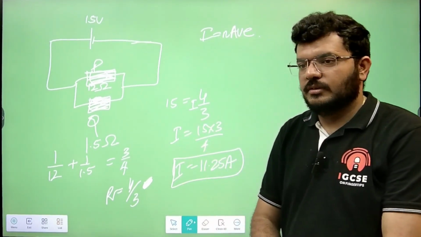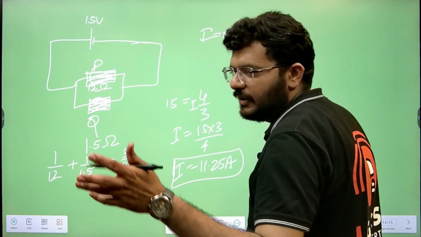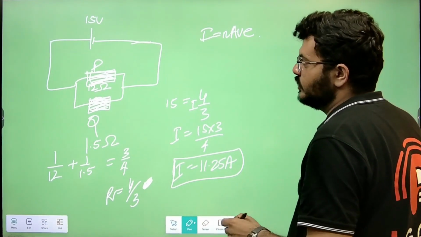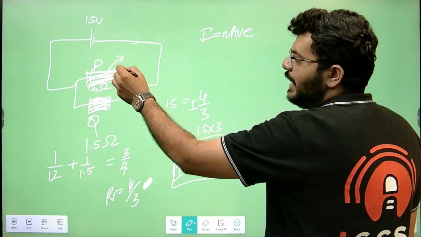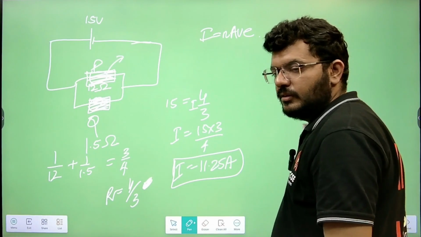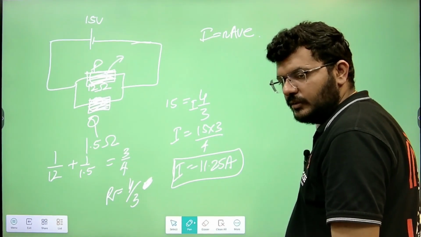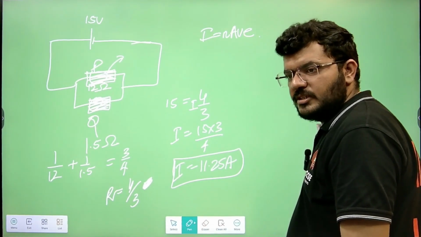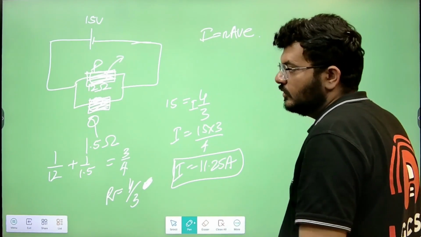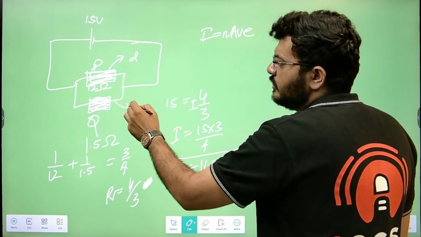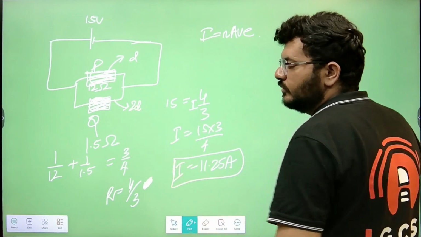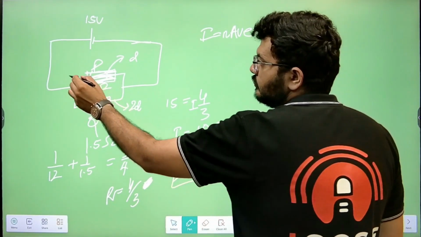Okay, let's solve it also. Just let me know what is the diameter of this P. The diameter of P is D and the diameter of Q is 2D, and the length of P is 2L and the length of Q is L.